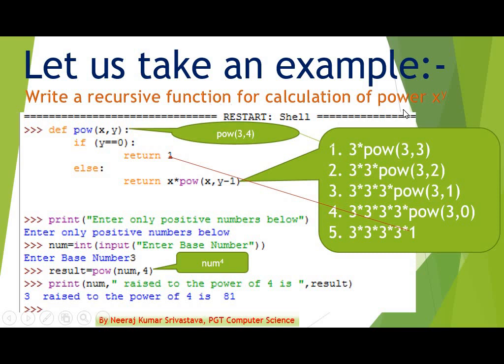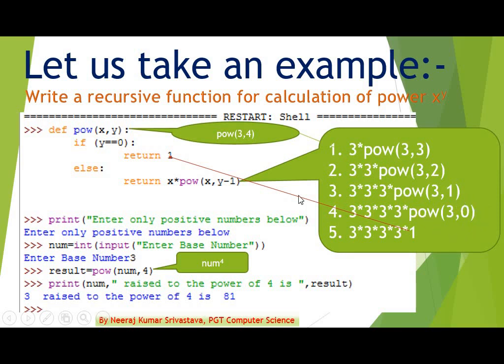Another function is power(x, y). This is x comma y, this is a base condition, and this is recursion, called recursion. If we pass 3 comma 4: 3 into power 3 comma 3, where y minus 1 is 3. Now again, in place of this function we can write 3 into 3 into power 3 comma 2. Now again 3 into 3 into power 3 comma 1. Now 3 into 3 into 3 into power 3 comma 0.